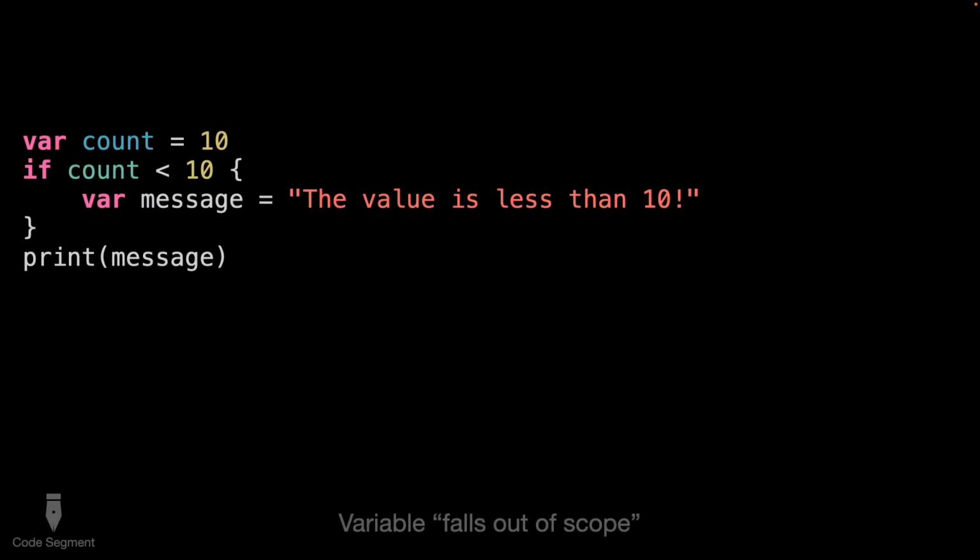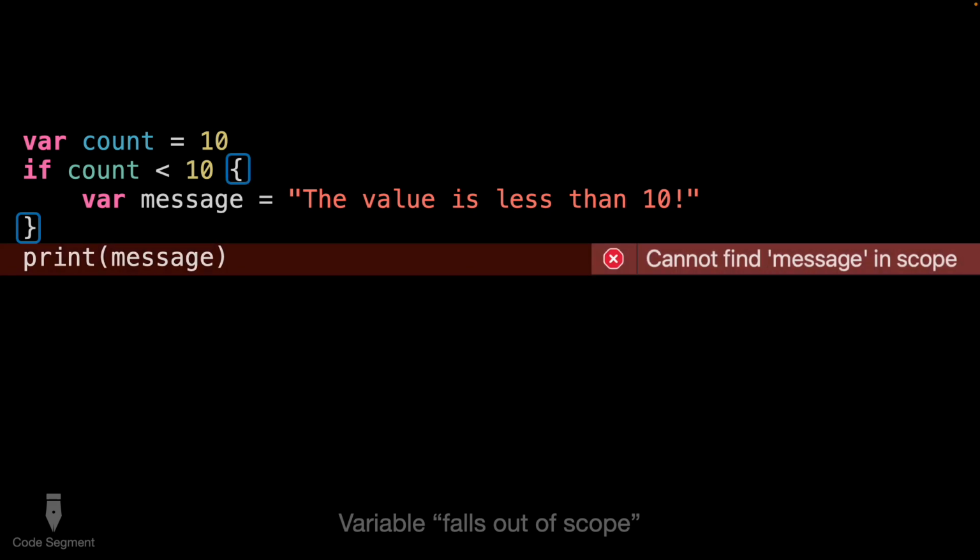Okay, so let's look at some code. So here we have a variable that we define within an if block. This block has brackets around it. That tells us that that is defining an area of scope. Okay? So we define a variable within that scope.